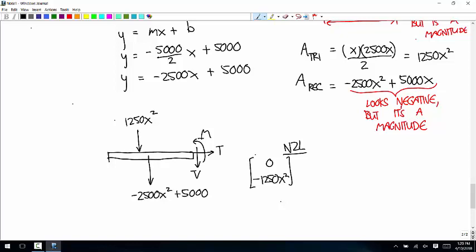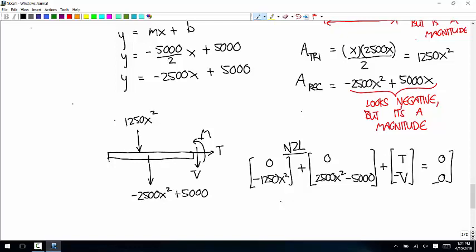But this one, if you're thinking of this as a negative number, which is easy to do because it has that leading negative, then you're going to mess up the sign on that vector. So the way to think about this is remember that that's a magnitude, and you're multiplying that magnitude by a unit vector 0, -1. And so the signs of those things switch, and you get 0, +2500 x squared minus 5,000. And then plus T negative V is equal to zeros.